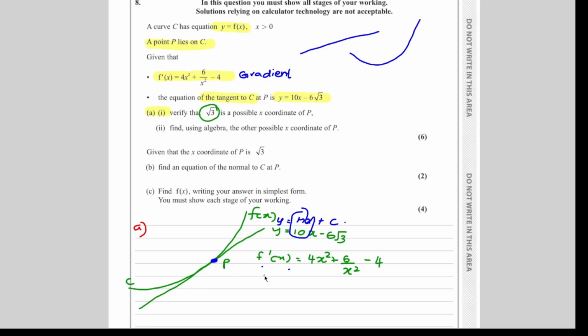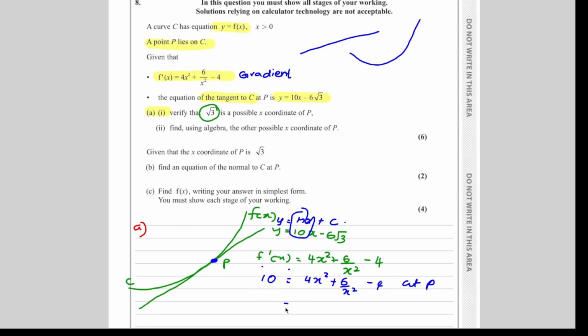Then I can write 10 equals 4x squared plus 6 over x squared minus 4 at P. At point P, the gradient is 10. Now we need to verify that root 3 is a possible x coordinate. You need to verify it.